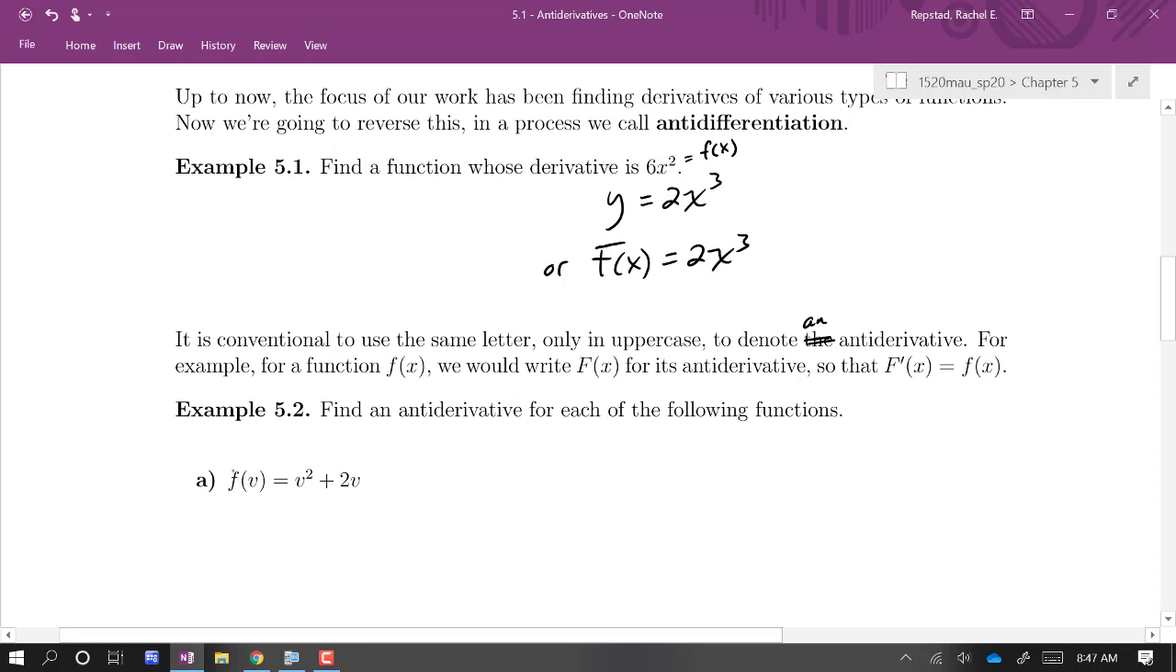For example, the function f of v is equal to v squared plus 2v. So I want to find a function whose derivative is equal to v squared plus 2v. Now when we take derivatives, we can take derivatives term-wise, split it up over addition. So we're going to just undo that process one term at a time. So big F of v, the function that I would have to take a derivative of to get v squared, would be 1/3 v cubed, and the term I'd have to differentiate to get 2v would have to look like v squared. So there's an antiderivative of that function.